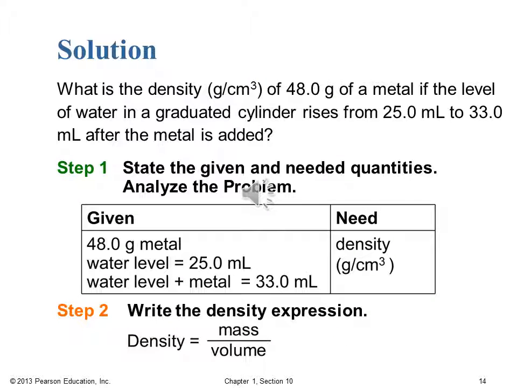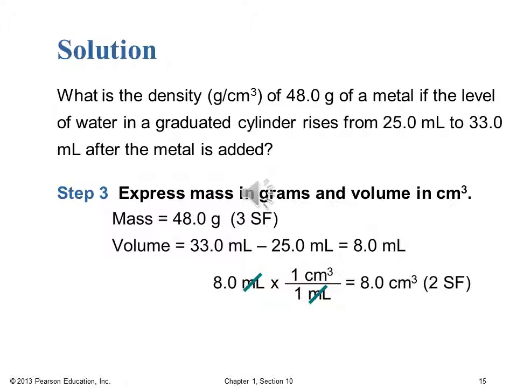Okay, so we'll apply our 4 steps to problem solving, and in this example we're given the 48.0 grams of metal, we're given the initial water level of 25.0 milliliters, and we're given the water level plus the metal having a final volume of 33.0 milliliters. And ultimately we need the density, but of course in the middle we're going to have to find the volume of the metal to get its density. So step 2, writing that density expression. Density equals mass per unit volume. Now here in step 3, we're going to want the mass in grams and the volume in cubic centimeters.